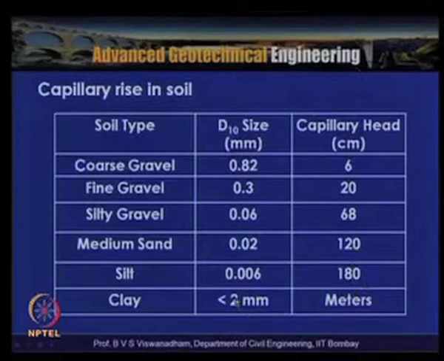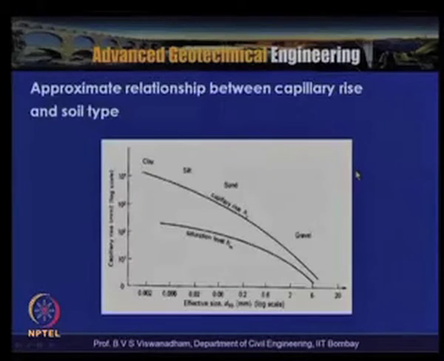So, you can see that for soil which is having less than 2 microns, the clay which is having 0.002 mm size, the height will be several meters. Capillary height of rise of water above the groundwater table is several meters. For silty soil it is about 1.8 meters, and for coarse gravel it can be just 6 centimeters. So, whatever we have discussed is shown through a slide.